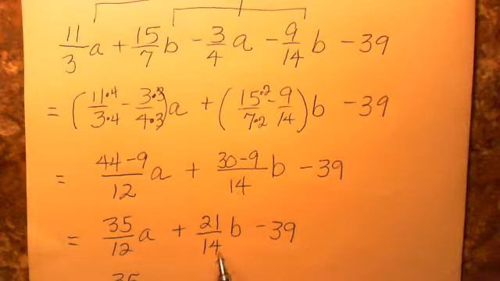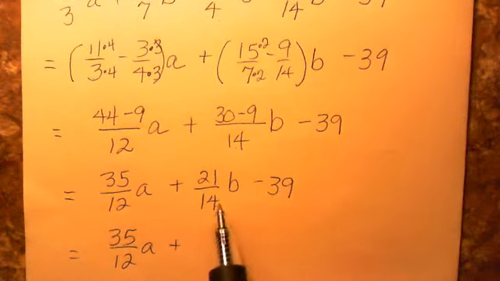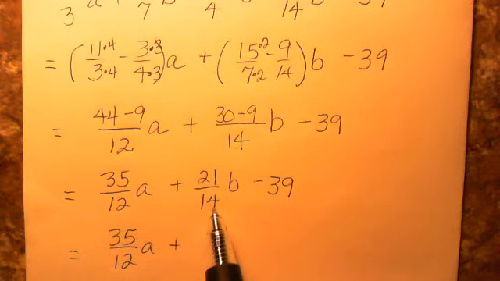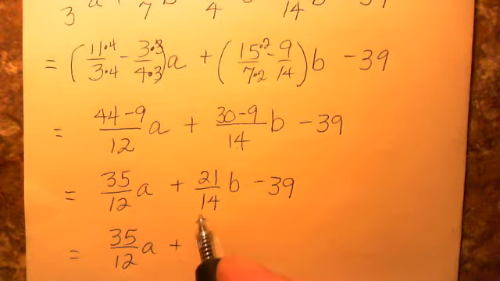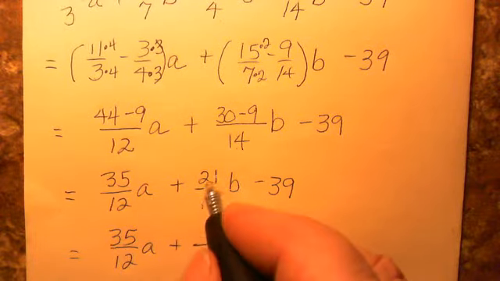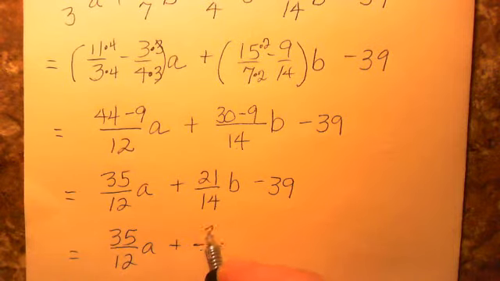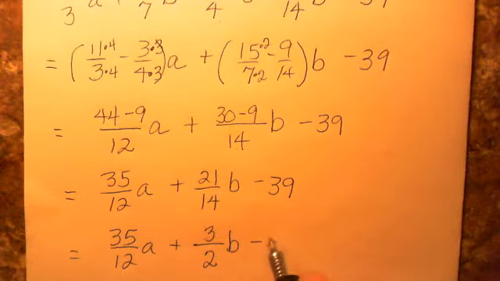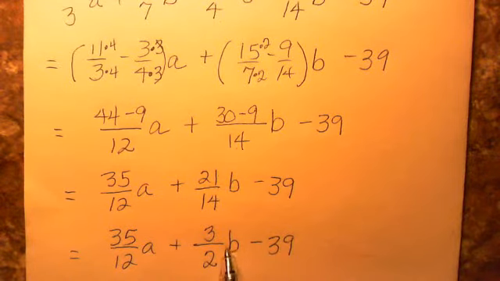Let's start checking 14. We'll divide by 2 and 7 and 14. And 21 will also divide by 7. So 21 and 14 will both divide by 7. 21 divided by 7 gives us 3. 14 divided by 7 gives us 2. So that fraction needs to be simplified. And then we bring our minus 39 down. At that point we're finished because we have no like terms to collect and all our fractions are simplified.